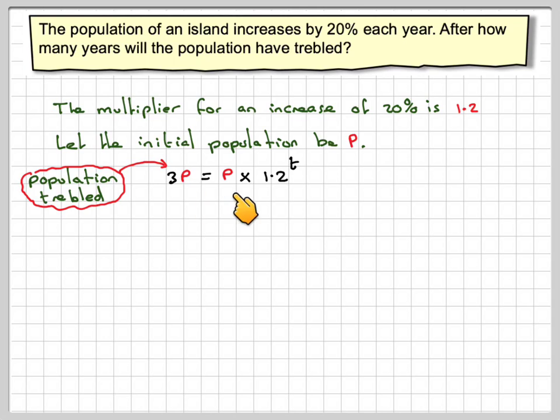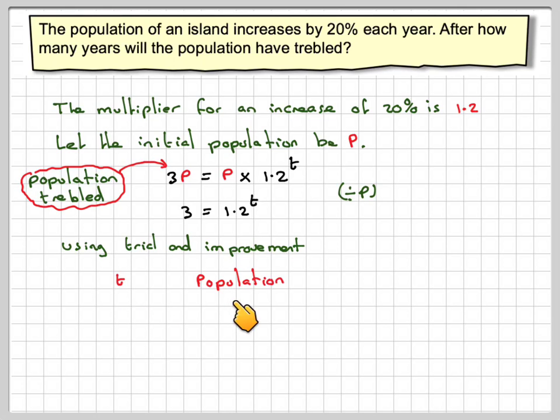Now obviously, if you divide both sides by P, the P's will cancel out, so we just need to solve 3 is equal to 1.2 to the power of T. Now when you go further up the school, there's actually a direct method of doing this. However, what we can do is use what's known as trial and improvement, so drawing up a table of the time in years and population.